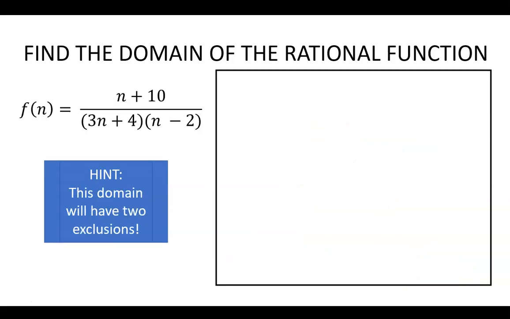Okay, here we have another one. Look at my hint before we get this one started. Yes, a domain could involve two exclusions. I'll underline them. You do have two exclusions here. This is a binomial n plus 10 over two binomials multiplied together, 3n plus 4, and then n minus 2.